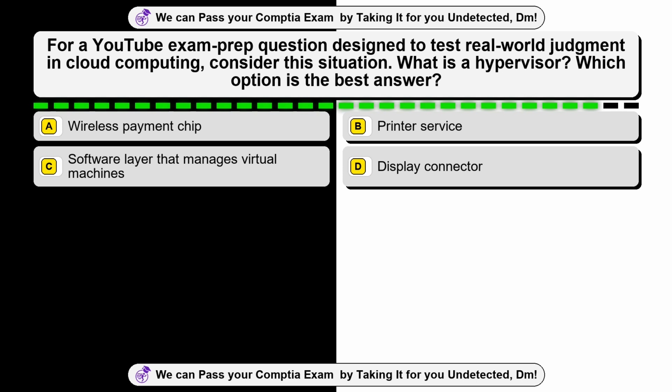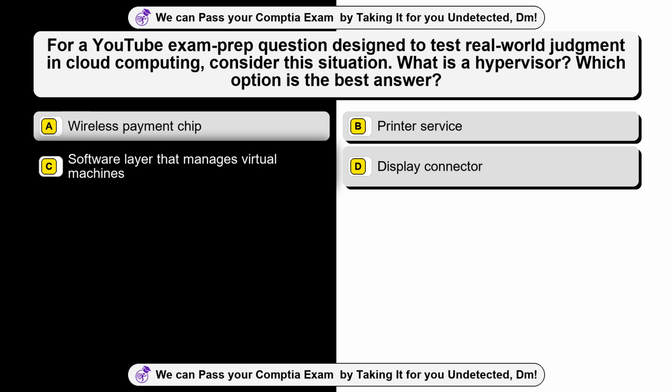Question 10. For a YouTube exam prep question designed to test real-world judgment in cloud computing, consider this situation. What is a hypervisor? Which option is the best answer? Option A, wireless payment chip. Option B, printer service. Option C, software layer that manages virtual machines. Option D, display connector. The correct answer is option C, software layer that manages virtual machines.